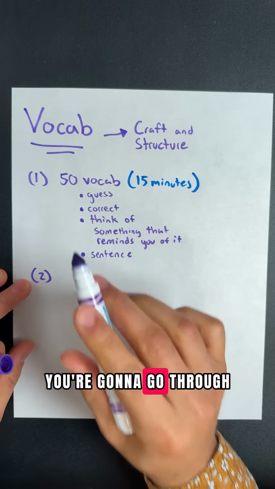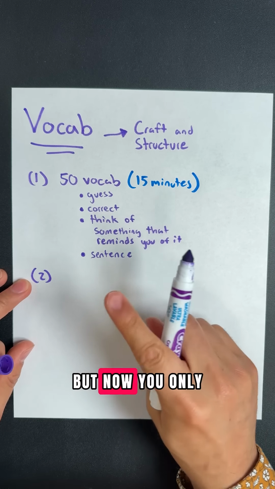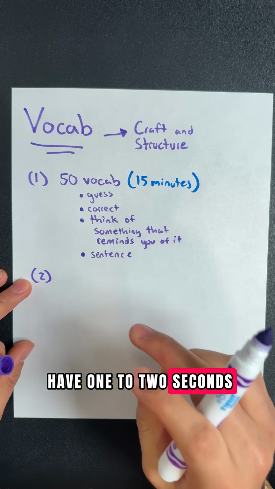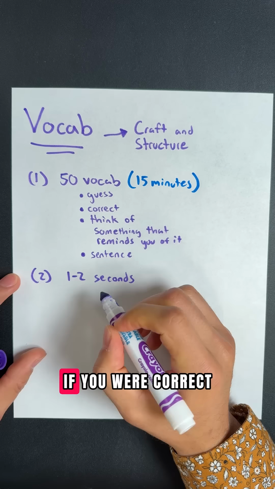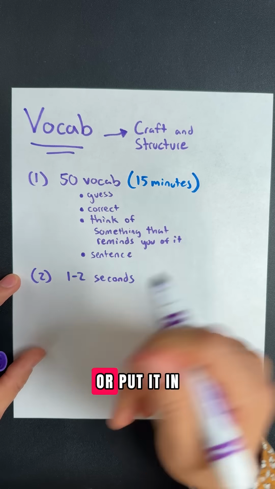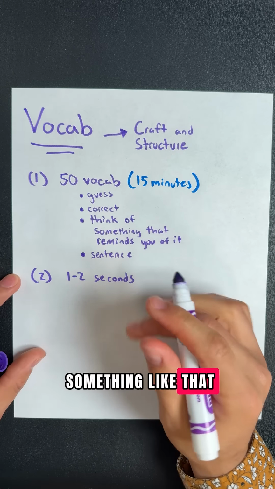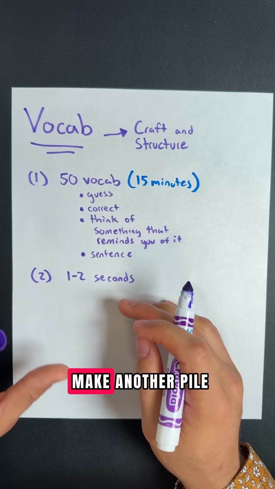So round 2, you're going to go through those same 50 vocab words, but now you only have 1 to 2 seconds to guess what the word might mean. If you were correct, just check it off or put it in a done pile or something like that. If you were incorrect, I want you to make another pile.